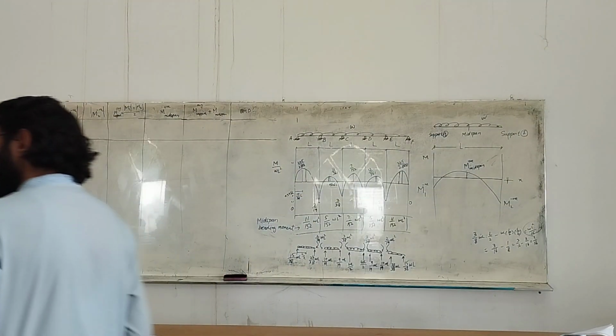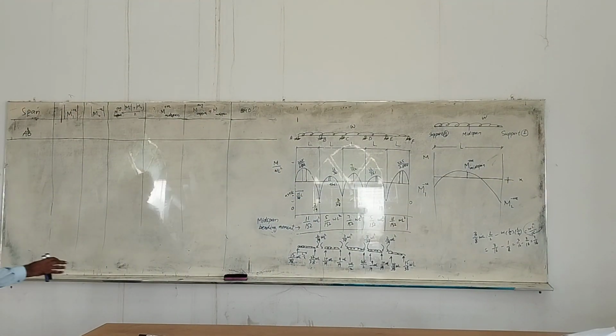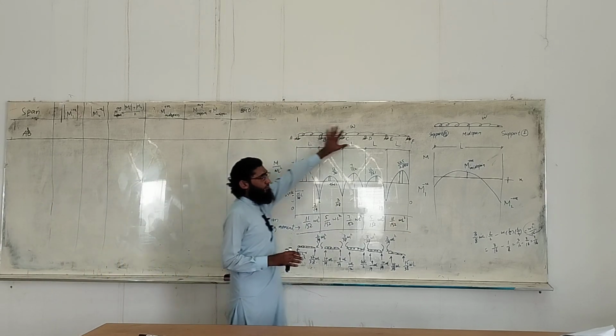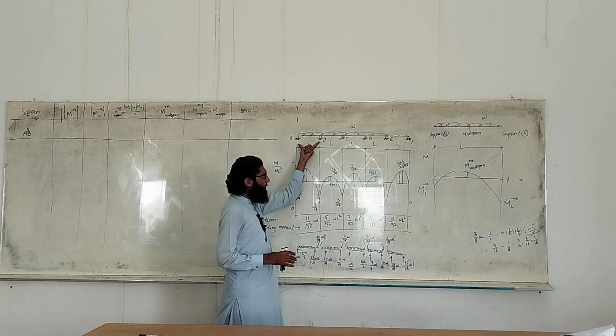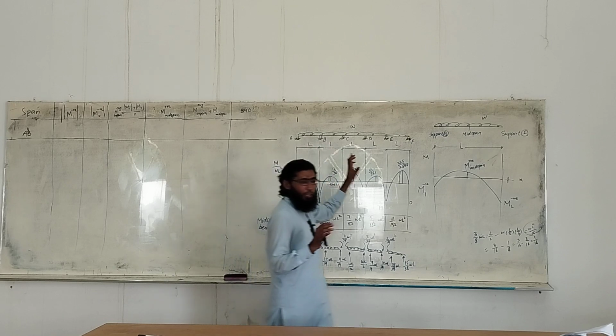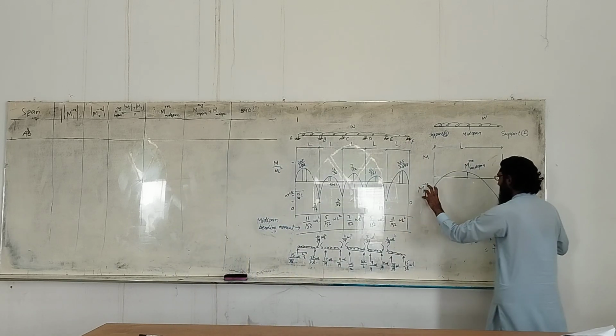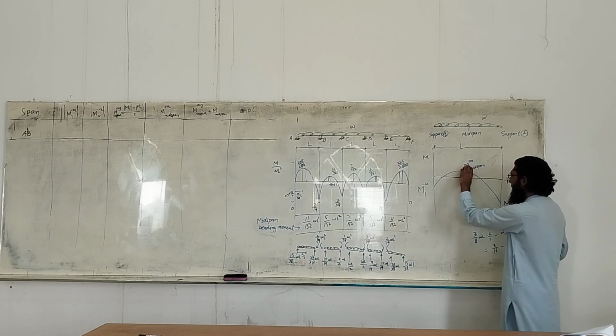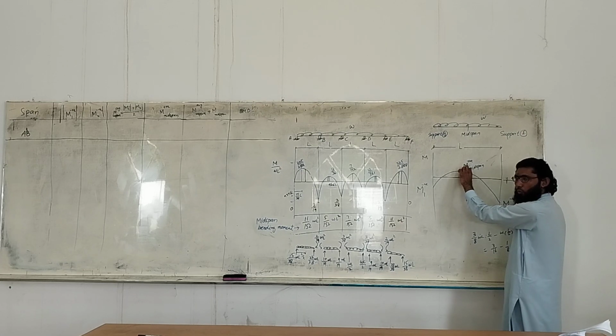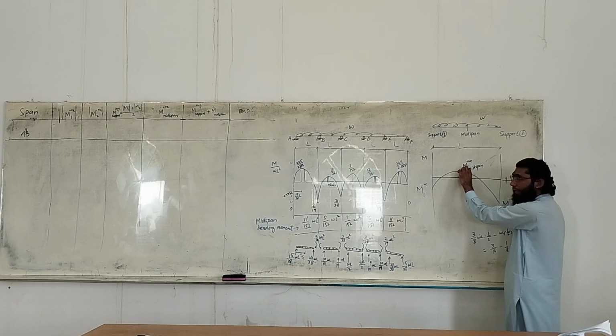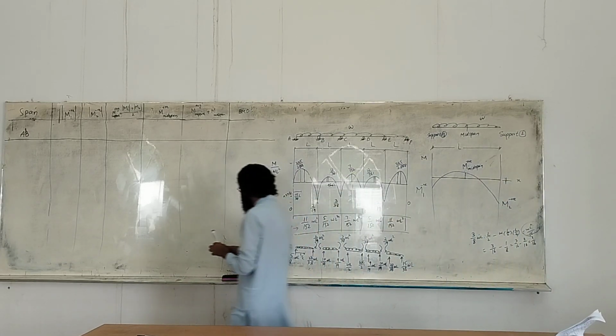Quickly, let's fill this table. So what we are saying is, for each span, the sum of the average of these two end moments and the mid-span moment will always be equal to WL square by 8. Okay, so let's start.